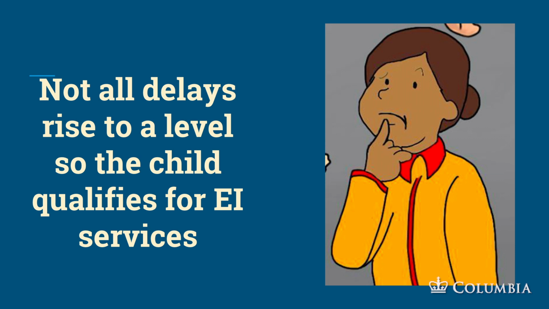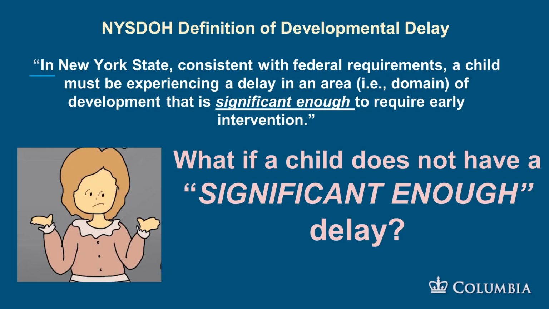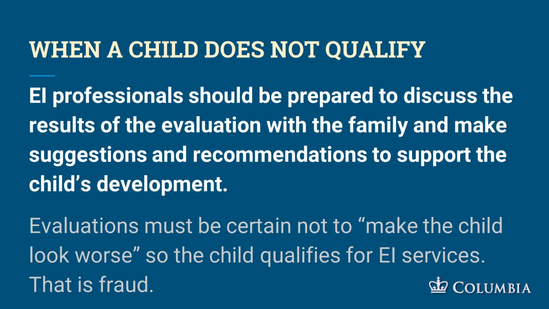Not all delays rise to the level so a child qualifies for EI services. So the child may have a delay, but it may be not significant enough to qualify for EI services. So what if a child doesn't have a significant enough delay, but has a delay? When a child does not qualify, EI professionals should be prepared to discuss the results of the evaluation with the family and make suggestions and recommendations to support the child's development. New York City Department of Health EI, under Jeanette Gong's, one of her initiatives is developmental monitors. So those kids that don't qualify but have a delay, they can be monitored by EI.